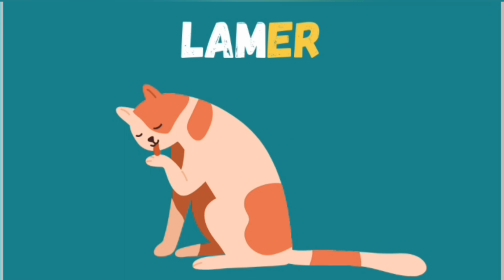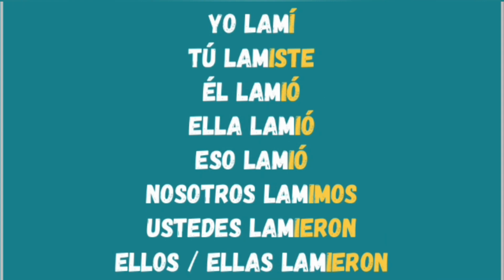And now we have this verb to lick, which means lamer in Spanish. So let's see how you have to conjugate this in the indefinite past, okay? If you want to say I licked, then you have to say yo lamí. If you want to say you licked, then you have to say tú lamiste. See? The root word is not changing, it's lam, and then it changes according to the personal pronoun.